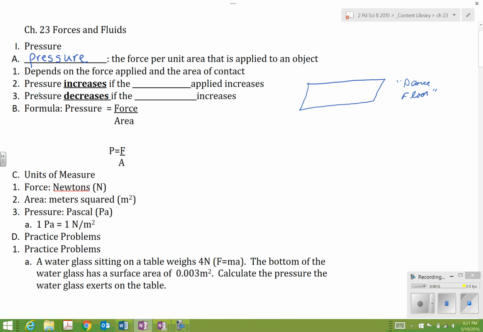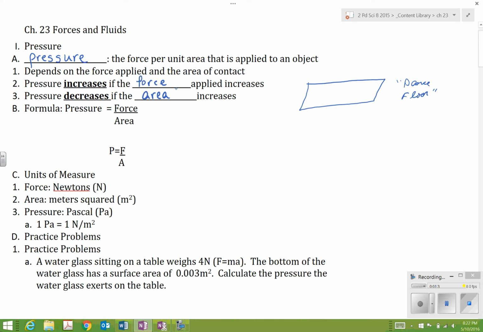An area that we like to dance on. And the next sentence says, pressure increases if the blank applied increases. The word that goes here is force. So if we increase the force, the pressure also increases. Now let's take a look at our next sentence. It says the pressure decreases if the area increases.